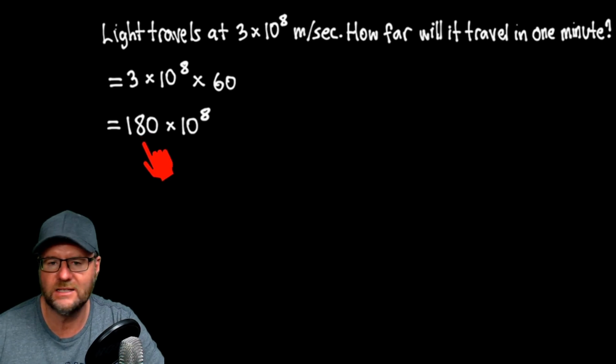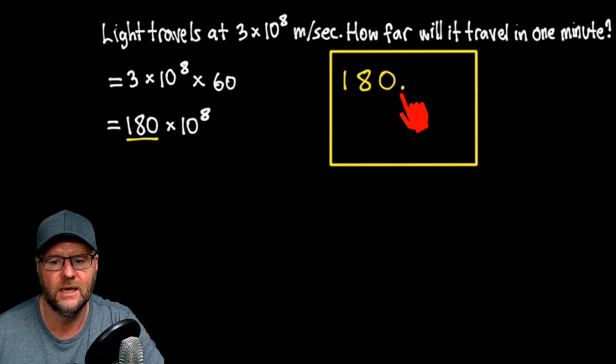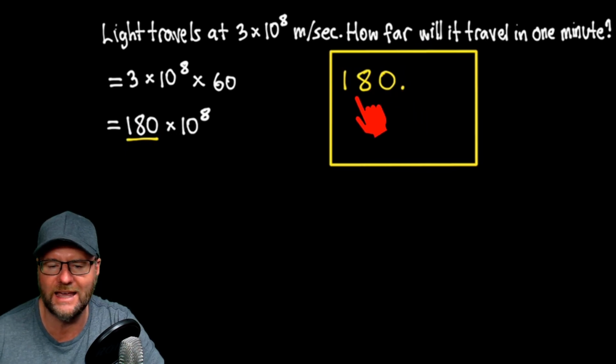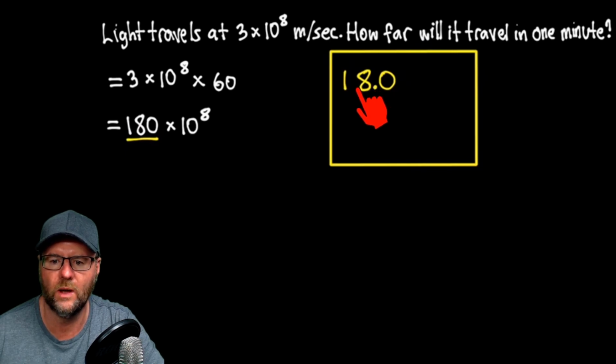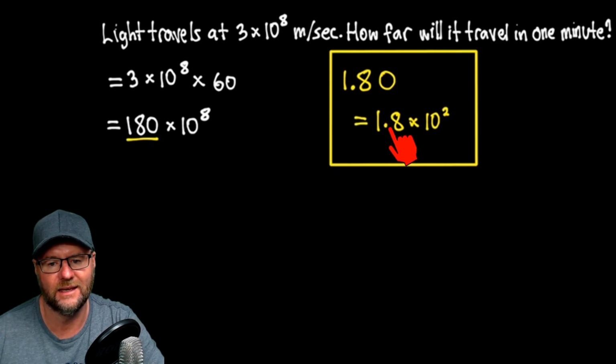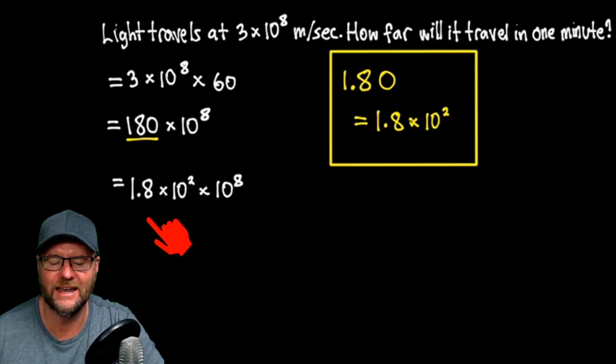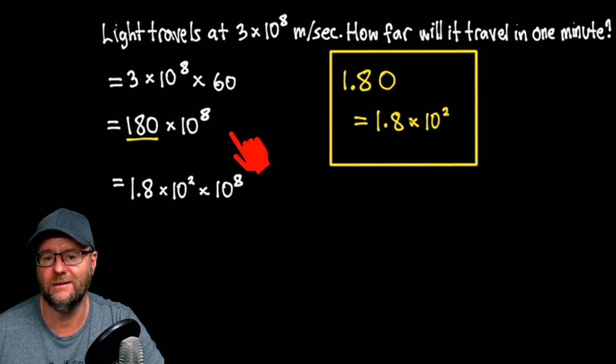Now, that is not in scientific notation, because remember, for scientific notation, we always have to have the decimal point after the first digit. My decimal point is currently at the end of the 180, and I'm going to move it between the 1 and the 8. So let's see what this 180 would be written as scientific notation. I'm going to move it 2 places along. And so I can write 180 in scientific notation as 1.8 times 10 to the 2. So I'm going to replace that here. And now I've got 1.8 times 10 to the 2 times my 10 to the 8 from the first part.